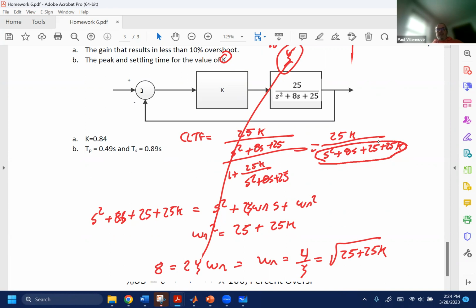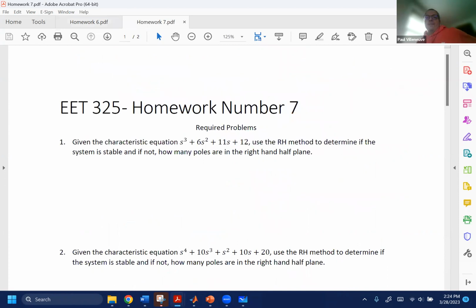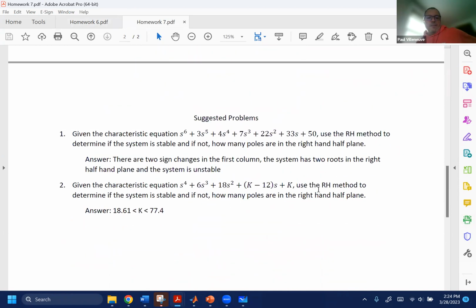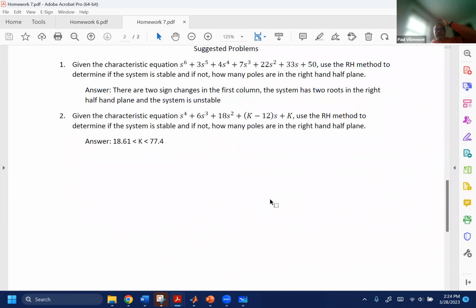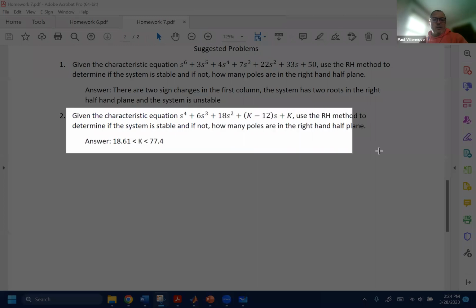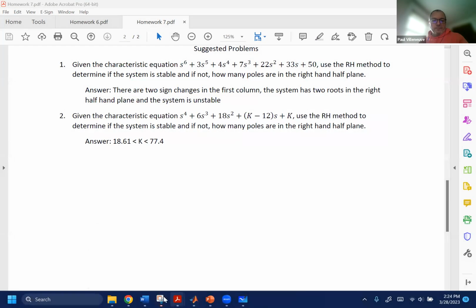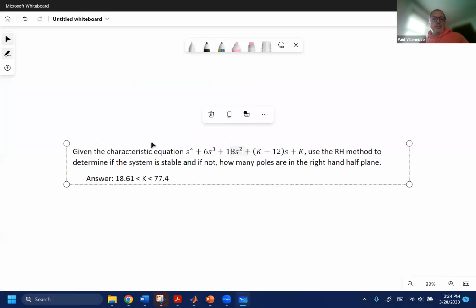Other questions? Could we go over suggested problem number 2 on homework 7? Sure. Bring it up. Okay, so given the characteristic equation, I'm going to go ahead and copy this into the whiteboard. The whiteboard just seems to be a little bit nicer to work with.